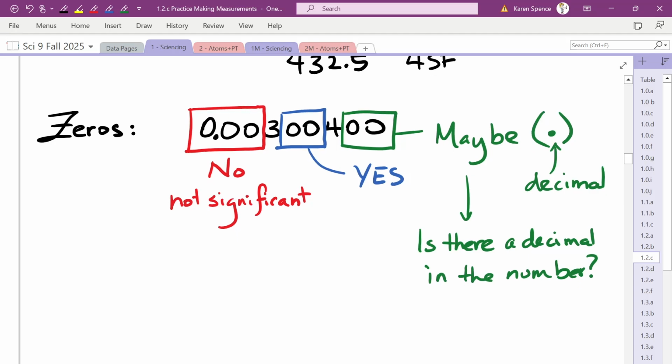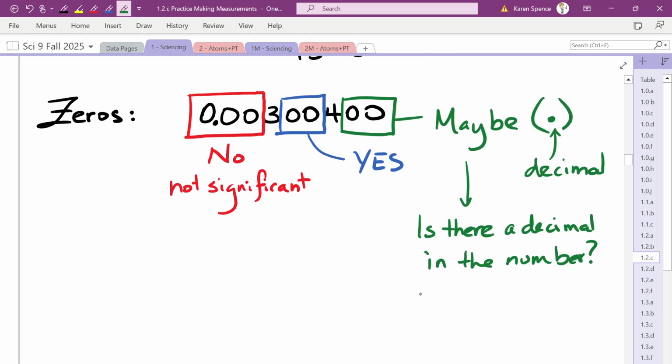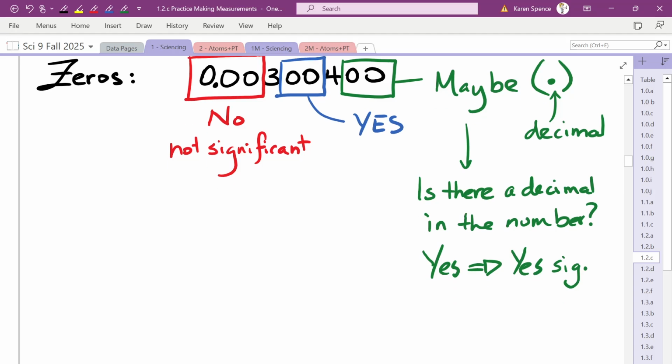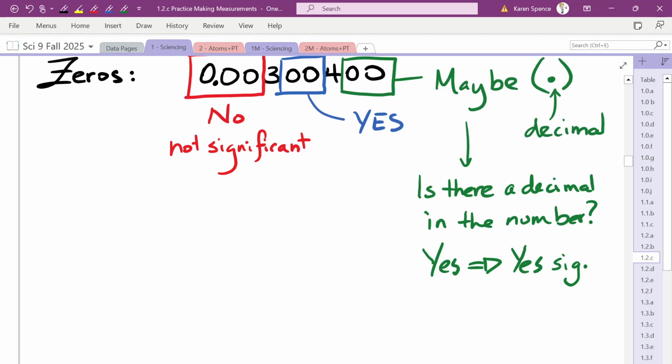If the answer is yes, then yes, they are significant. If the answer is no, there's no decimal, then they're not significant. That's a lot of rules.